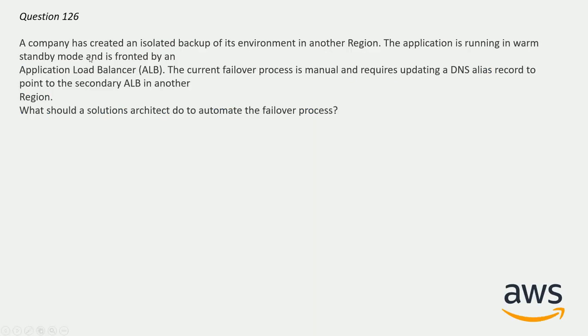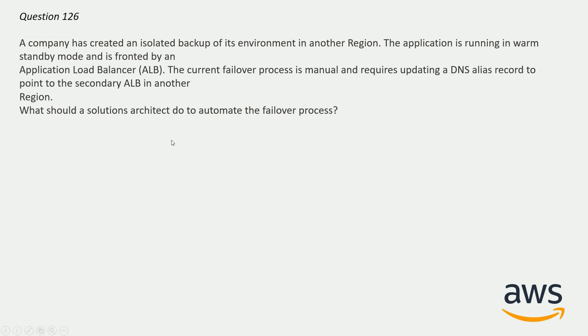A company has created an isolated backup of its environment in another region. The application is running in warm standby mode and is fronted by an Application Load Balancer. The current failover process is manual and requires updating a DNS alias record to point to the secondary ALB in another region. What should a solutions architect do to automate the failover process?